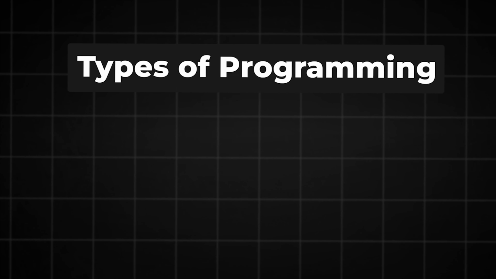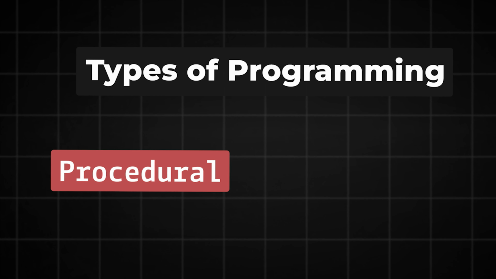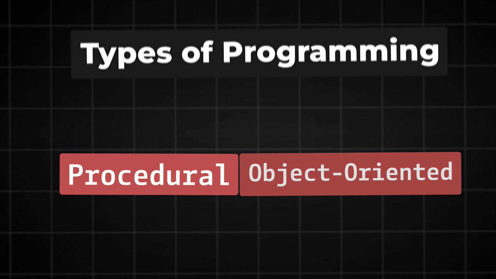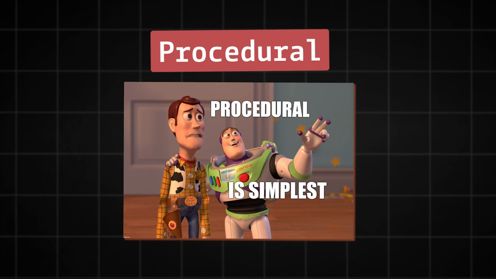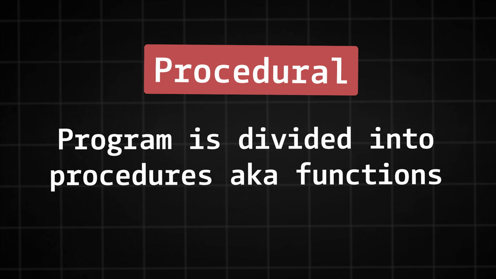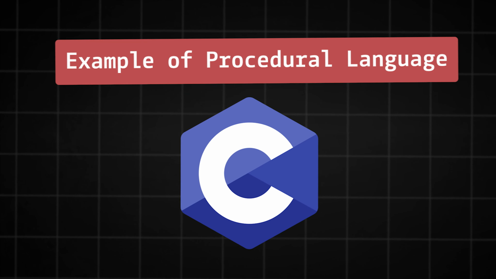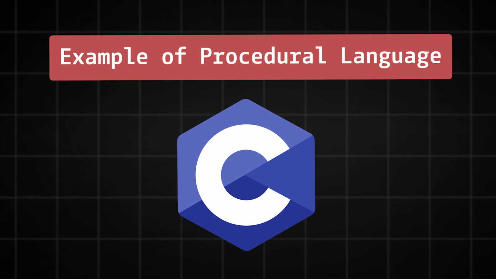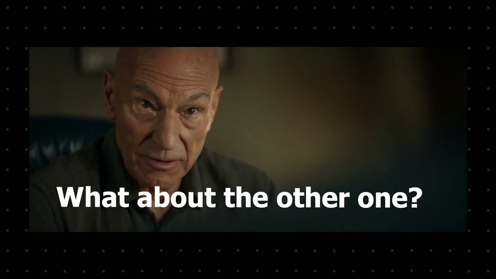Two of the most common types of programming are procedural programming and object-oriented programming. Procedural programming is the simplest form, where the program is divided into procedures or functions that are executed sequentially one by one. Languages like C use procedural programming. What about the other one?